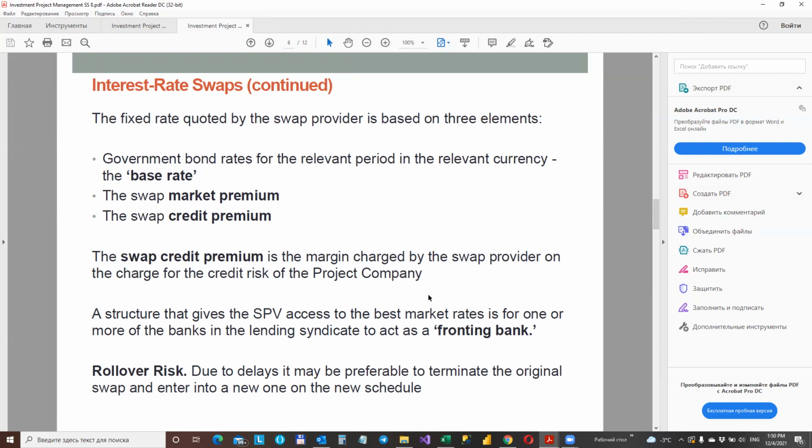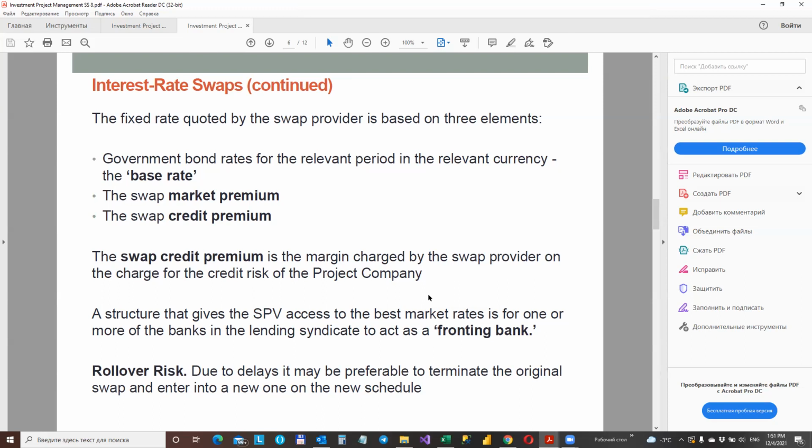We have also a lower risk. The notional principal schedule used as the basis for the swap is based on estimates of when drawings on the loan will be made during construction and when loan repayments will be made, beginning when the project is completed.